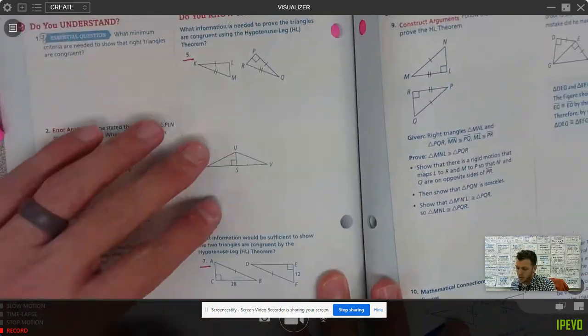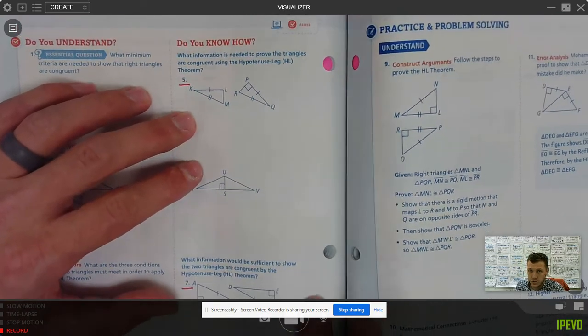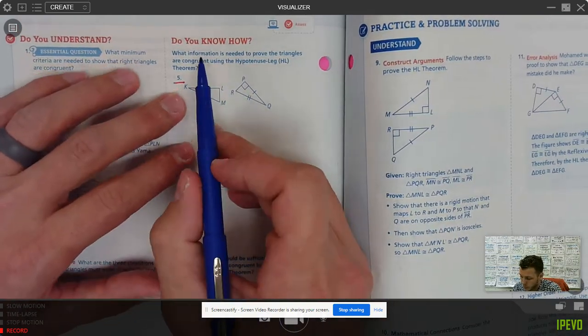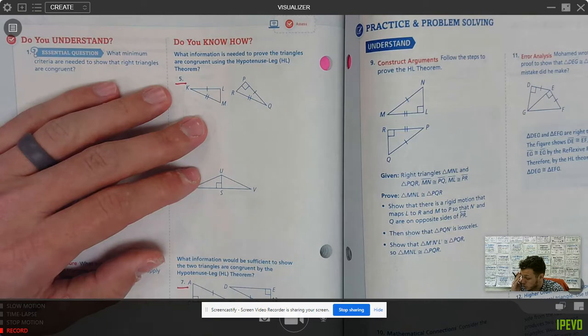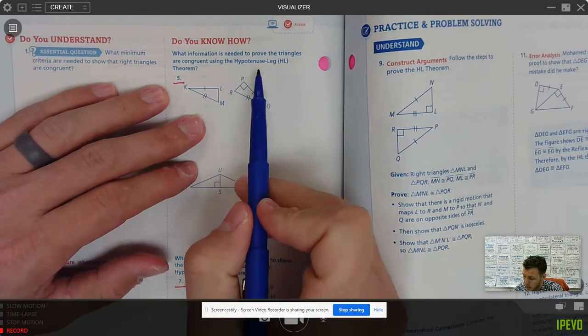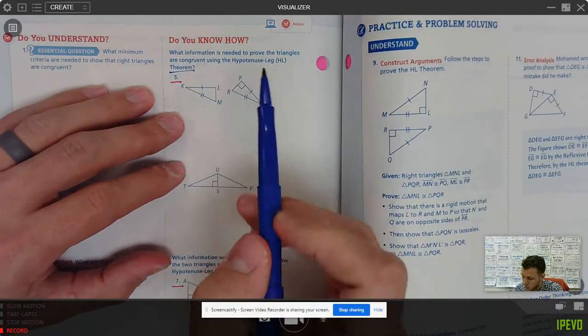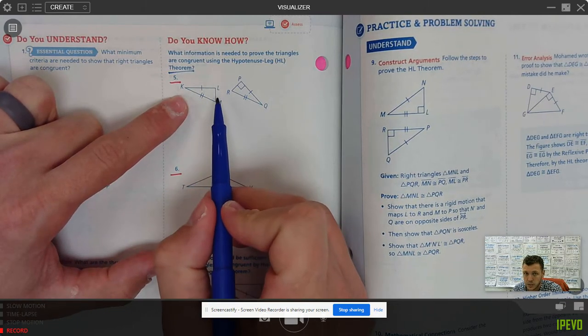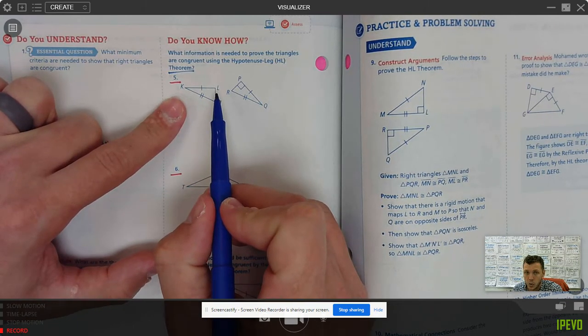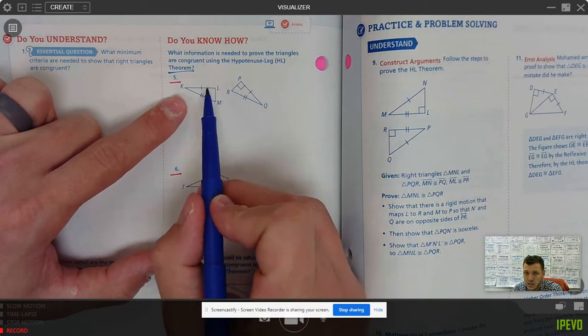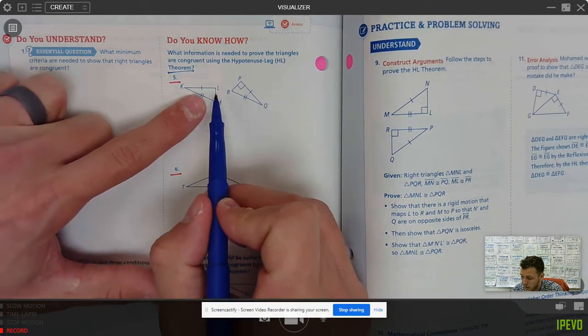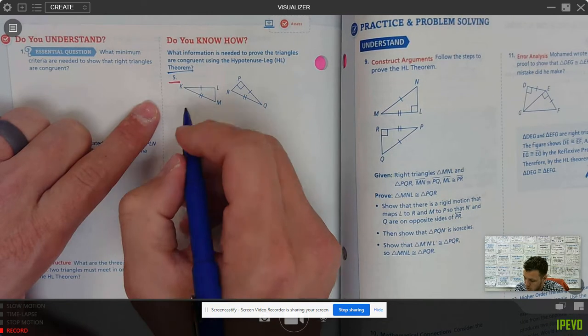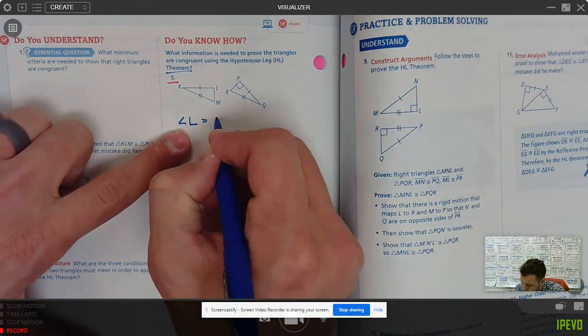All right, so if we flip over to the "Do You Know How," the question asks what information is needed to prove the triangles are congruent using the hypotenuse leg theorem. All right, so if we look at what we have here, the first triangle doesn't indicate that this is a right triangle, okay? And so in order for these to be congruent using the hypotenuse leg, they both have to be a right triangle. So angle L has to equal 90 degrees.